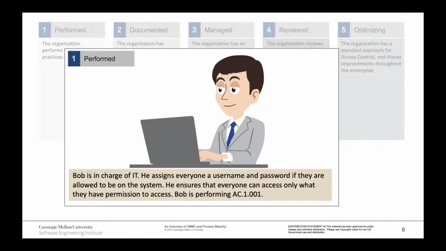If we consider the first practice within CMMC, which is in the access control domain, it's AC.1.001: limit information system access to authorized users, processes acting on behalf of authorized users, or devices. As Andy said, at level 1, there is no required process maturity assessment. So when Bob's company is going for a CMMC level 1 certification, Bob will just have to prove to the assessor that he is simply performing AC.1.001, along with the other level 1 controls. To do this, he assigns a unique username and password, and he ensures that his users can only access what they have permission to access. So again, at level 1, Bob is simply performing the level 1 practices. Let's move to level 2.